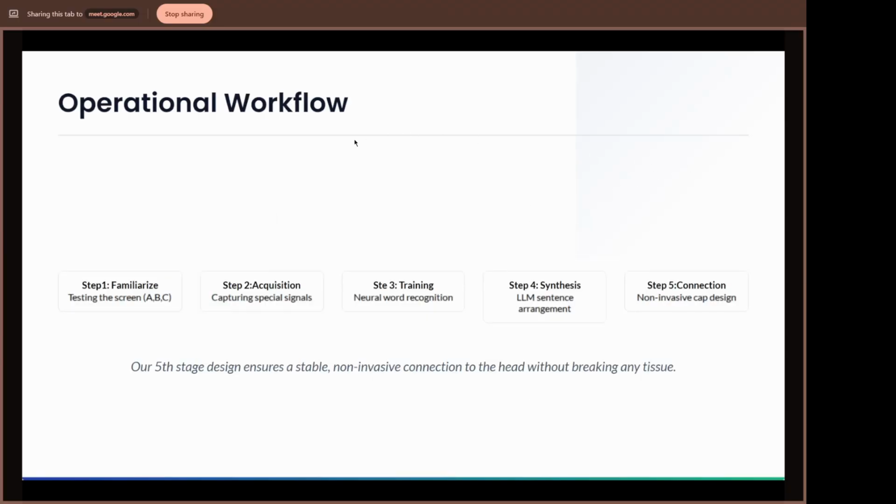Our plan is to capture the signals, and then we will use a model to recognize the words. And finally, we use a large language model to arrange those words in a sentence. We have to mention that the techniques we're using have to be non-invasive, which means we don't need to perform any surgery. We can place the electrodes outside of his head and capture the signal easily.